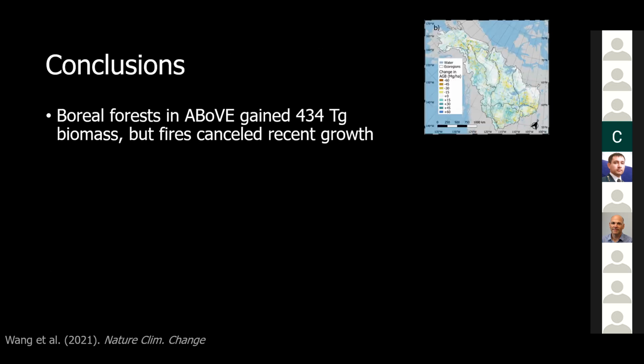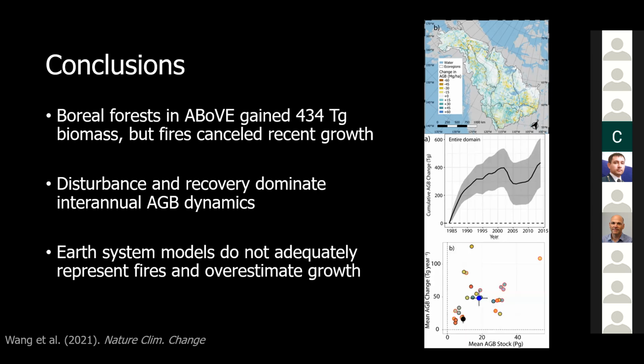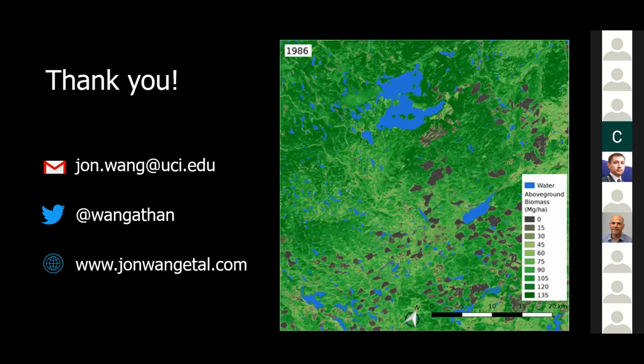So basically, above ground biomass has increased by about 400 teragrams. Fires have canceled recent growth, and there's a lot of mismatch between this biomass growth and stocks simulated by Earth system models. Thanks. Sorry for going over.